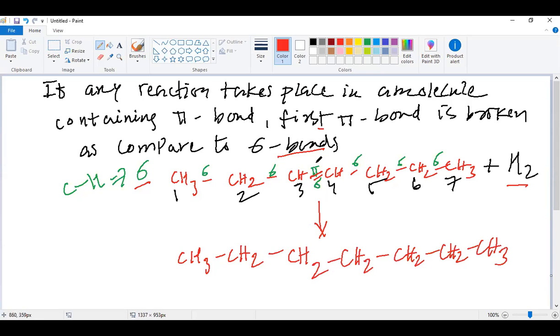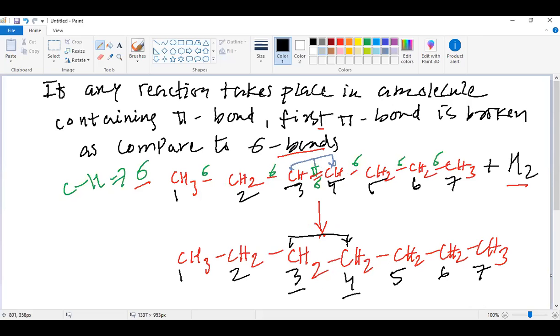As this pi bond is broken, my dear students, the pi bond is available between carbon number 3 and carbon number 4. This double bond is broken. So the double bond is broken between carbon number 3 and carbon number 4, and the newly added hydrogen will be added to these two carbons, number 3 and number 4, and thus carbon 3 which was CH and carbon 4 which was CH becomes CH2.